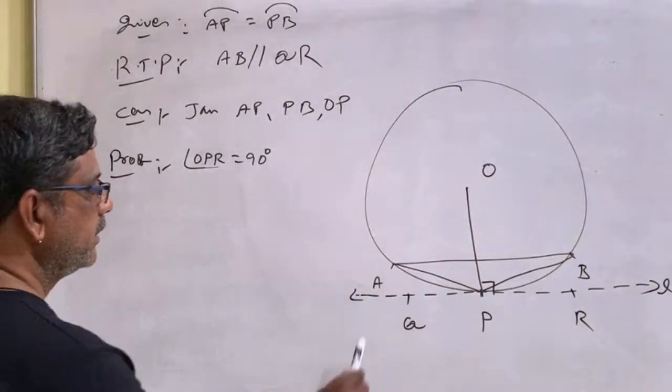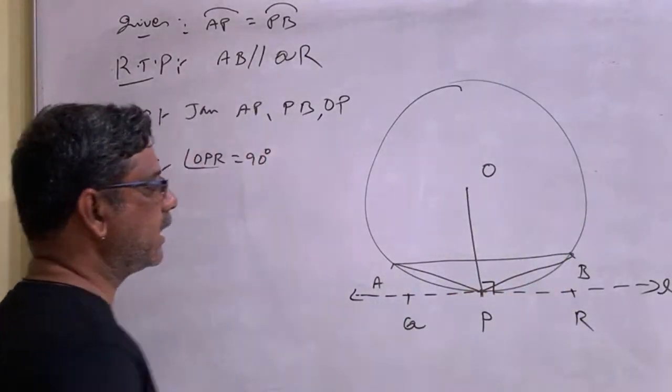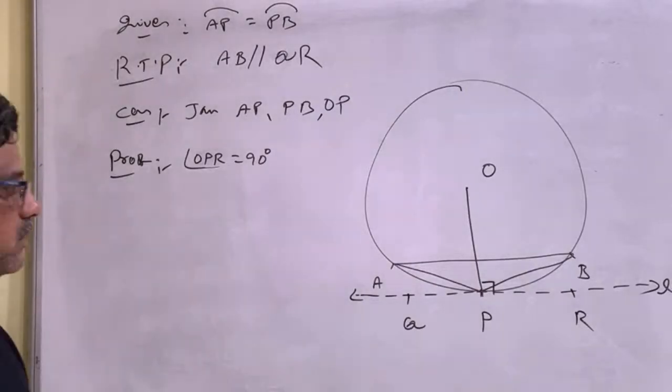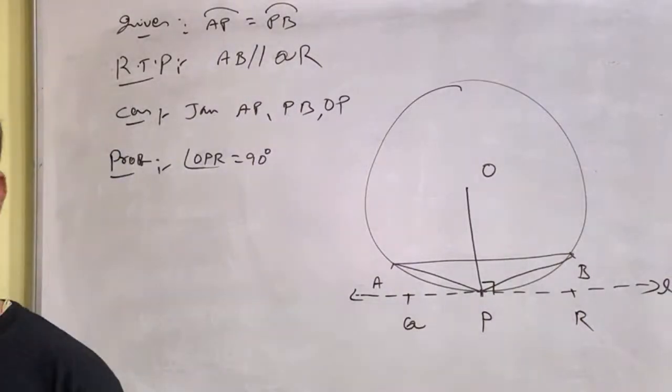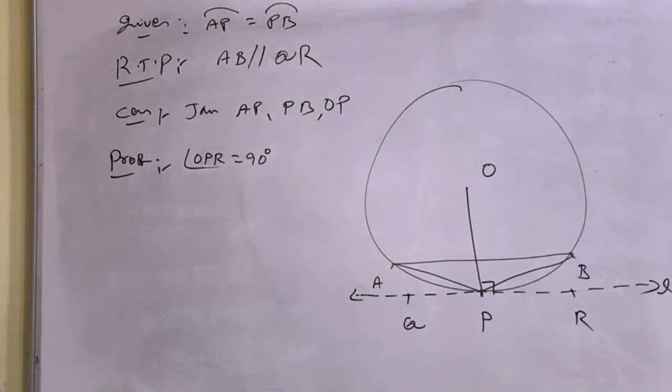Now we have to prove AB parallel to QR, and we know that angle OPR is 90. Now what is enough to prove, children? Keep in mind what is required to prove. We know angle OPR is 90, and we have to prove that AB is parallel to QR. For that, what is enough to prove?